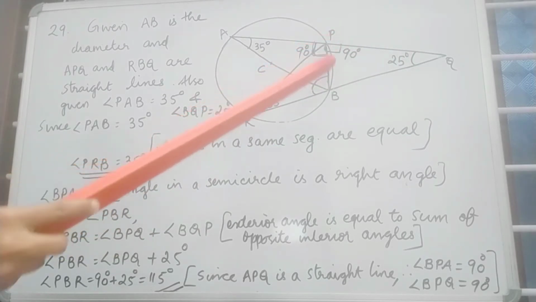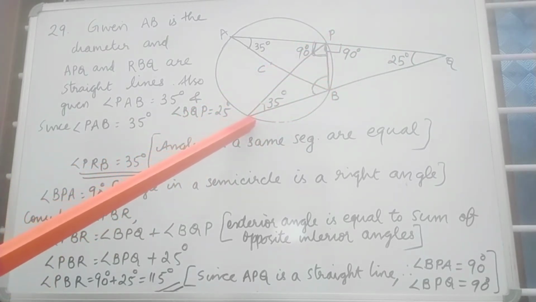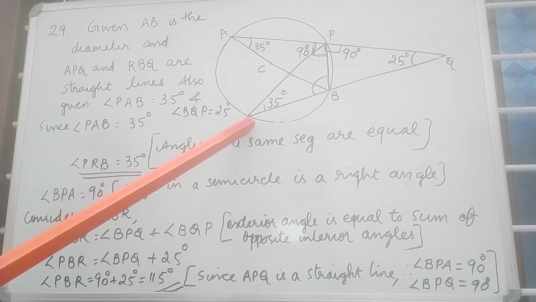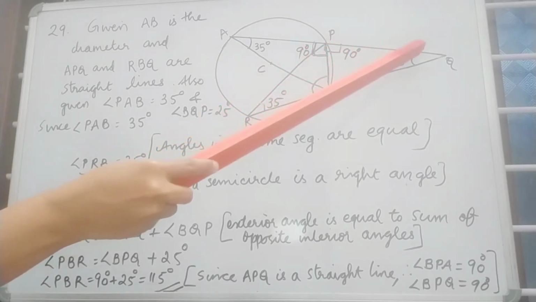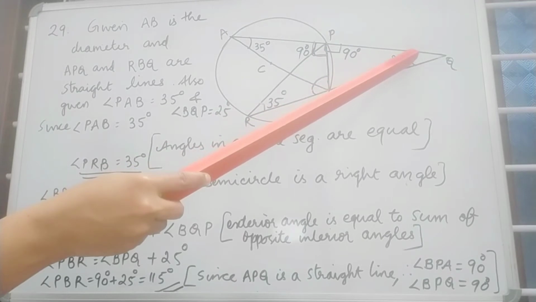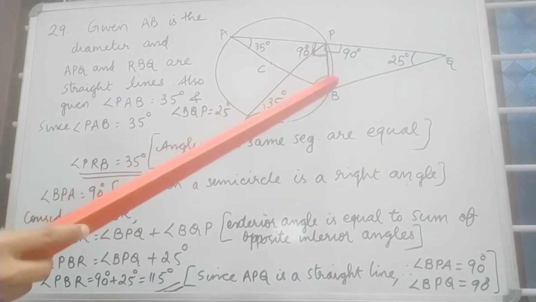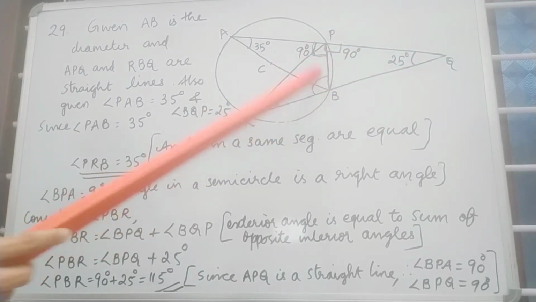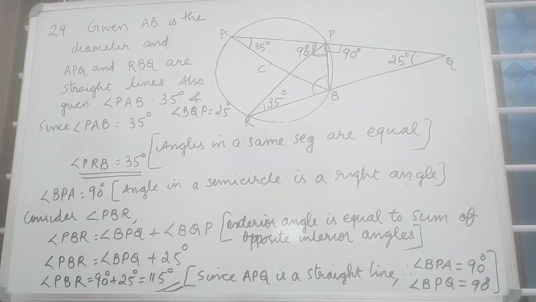So PBR is equal to the sum of the opposite angles, meaning 90 plus 25. Look at the board. Angle PBR will be 90 plus 25, which is equal to 115. That is your second part.